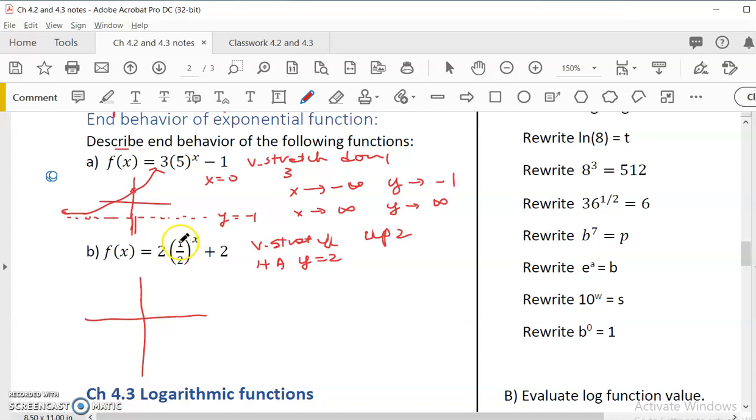We know that this is a decay function because b is 1/2. Up 2 means the horizontal asymptote is here, y equal to 2. And this is a decay function, which means I'm going down like this. If x is 0, let's just look at this point. When x is 0, what do I have? 1/2 to the 0 is 1. So 2 times 1 plus 2 is 4. So I have a 4 here.